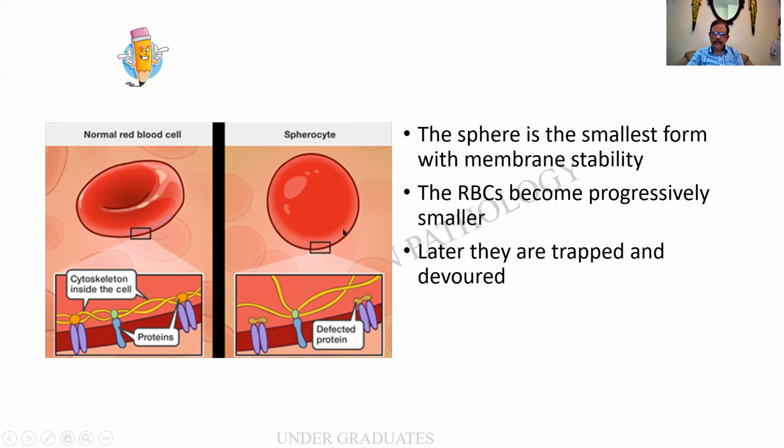And by the by, you find that a part of the cell membrane will be pinched off. It becomes gradually smaller and smaller, and the sphere is the smallest form with membrane stability. Beyond that, it is almost like a stretched balloon. It will burst. The RBCs become progressively smaller and they attain a spherical shape. Later, they are not able to bend and unbend, as a result of which they are trapped and devoured.